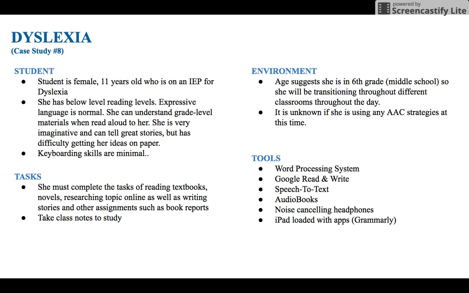The AT devices I chose were a word processing system with features such as spell check, word prediction, and a thesaurus. Google Read and Write will help simplify text on web pages to summarize and remove distractions when completing reports. Speech to text could help her just talk and say what she wants to say, and it'll help her get her ideas on paper. Audiobooks can be read to her so that she can understand the material. Noise-canceling headphones will help get rid of distractions when she is trying to write and focus. And an iPad loaded with apps such as Grammarly could also be of assistance.